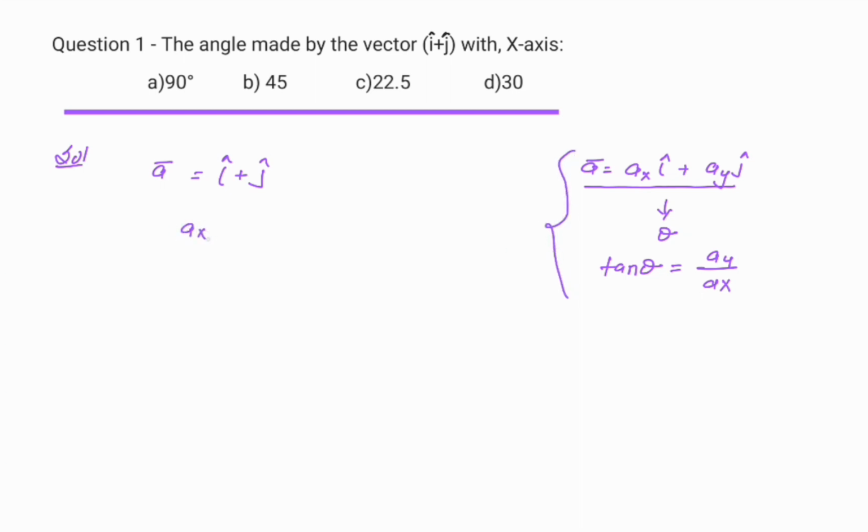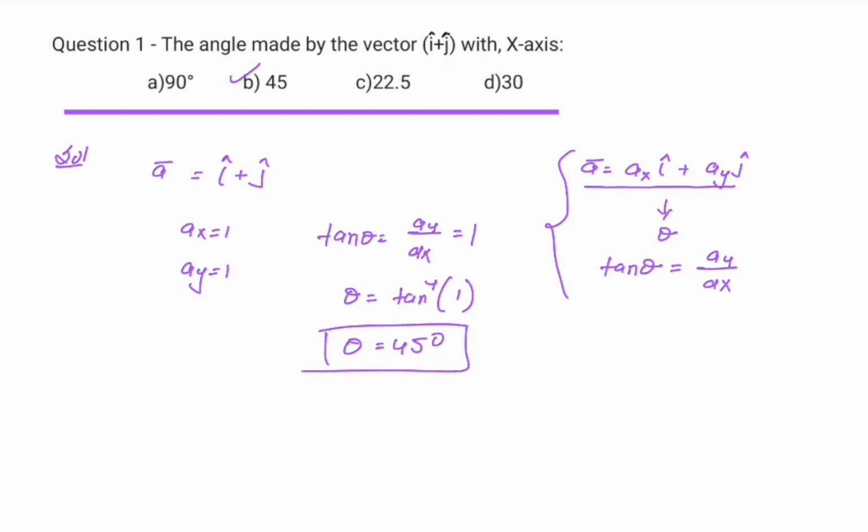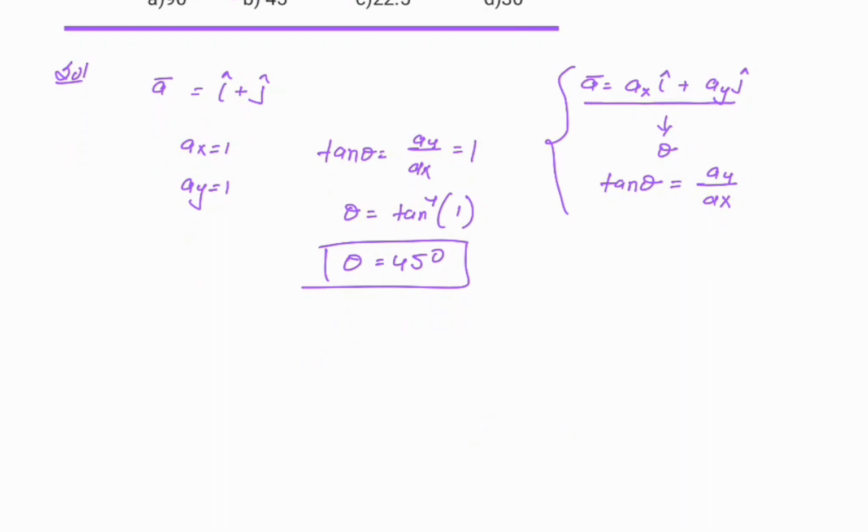What is the ax here? 1. And what is the ay? ay is also 1. Then tan theta is going to be ay upon ax, which will be equal to 1. It means theta is going to be tan inverse 1 and theta is going to be 45 degrees. Option B is the right answer. Okay, now go to the next question.